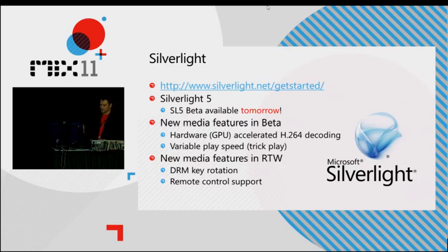And then there are some features going into the final version of Silverlight 5. They're not in the beta yet. It's support for DRM key rotation, which is the ability to change your DRM encryption key halfway through the stream, which is important for live events. They go on for a long time, but they still want to ensure that their content is always protected with a fresh key. And then remote control support, the ability to control applications with a remote control, such as if you're trying to build a media center type of experience.